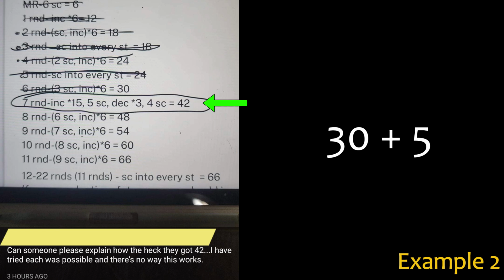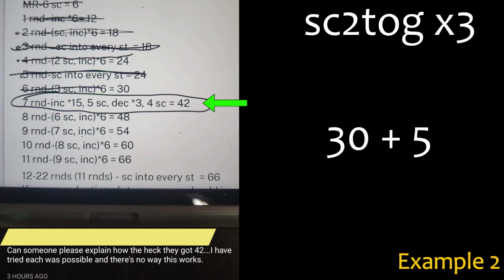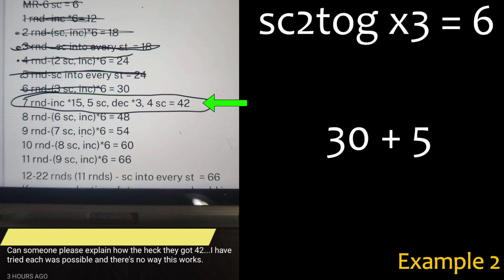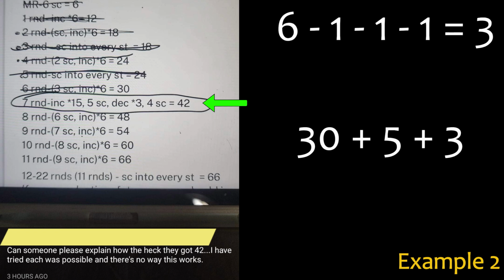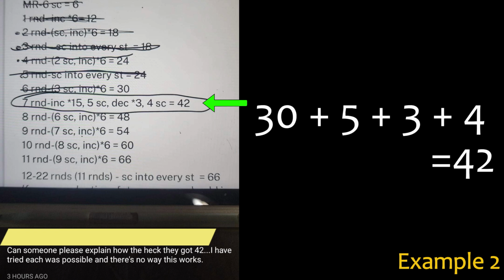Now the decrease, it looks like they want you to do 3 decreases or single crochet 2 togethers in a row. So you can assume across 6 stitches you'll be decreasing to 3. And then adding 4 single crochets, and that does in fact give us 42.